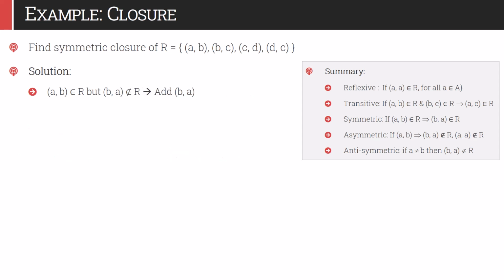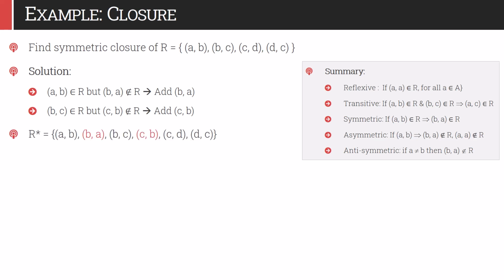Find the symmetric closure of R. So the symmetric property says that if AB is in R, that implies BA must be in R. So let us check one by one all the pairs. AB is in R, but BA is not. So let us add BA into that. BC is in R, but CB is not there. So let's add CB into that. CD is in R, so DC should be in R. It is already there. So for that pair, we don't need to add anything. So only these two pairs should be added. And that's the symmetric closure of relation R.